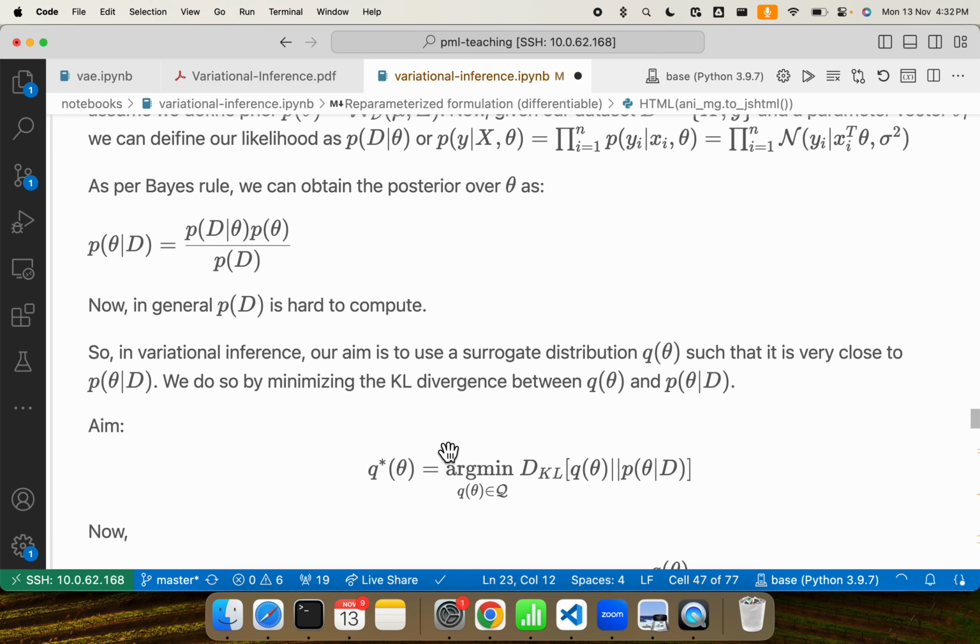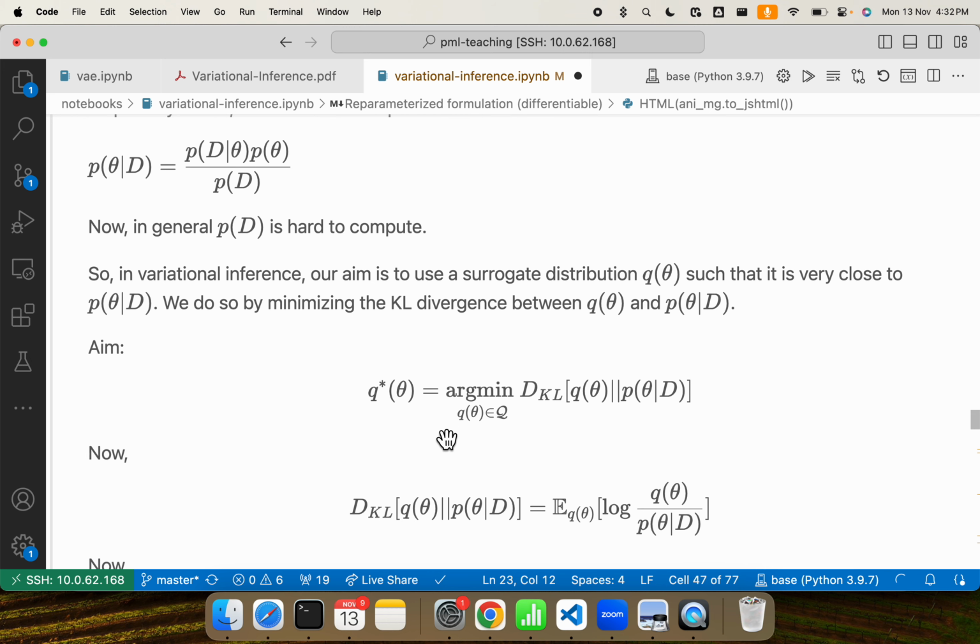Okay, so let's go over these terms slowly. We are trying to minimize the KL divergence between Q of theta and P of theta given D. I have just expanded out the KL divergence between Q of theta and P of theta given D, where Q is parameterized by some psi. Psi is mu and sigma for a normal distribution. So this is the expectation I have written.